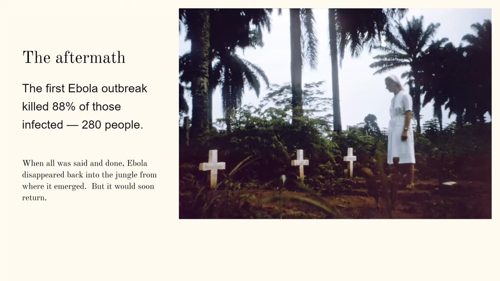After the first 1976 outbreak of Ebola, we found that Ebola had an 88% kill rate. That's extremely high. As we'll talk about, there are different strains of Ebola. This is the first. This is known as Ebola Zaire. And this has between 85 and a 90% kill rate. So it's an extremely lethal pathogen. And when all is said and done, Ebola would disappear back into the jungles of Africa and not to be heard from for a while down the road.